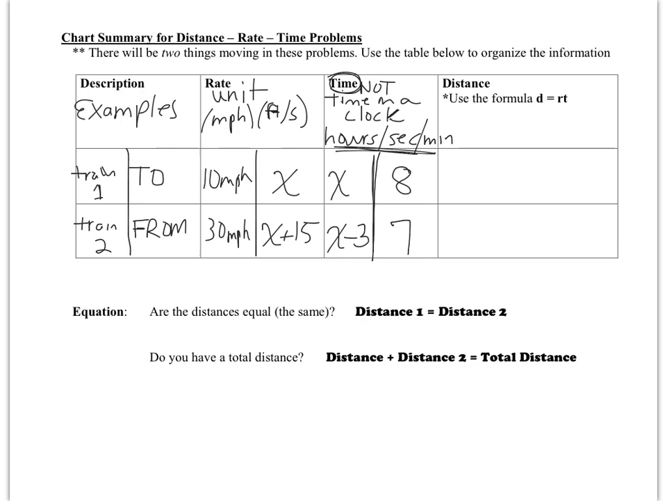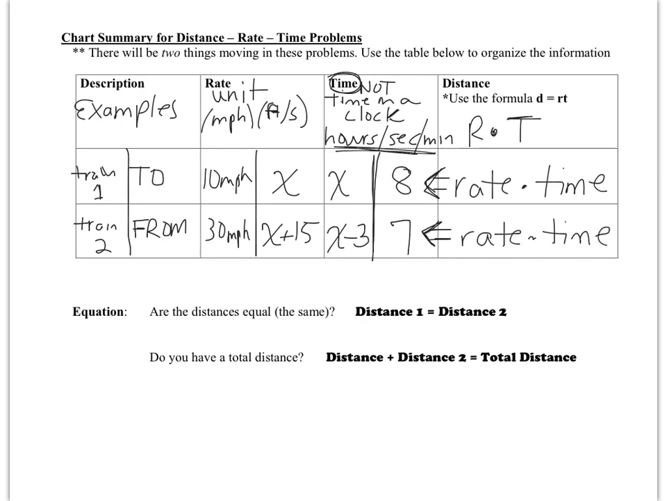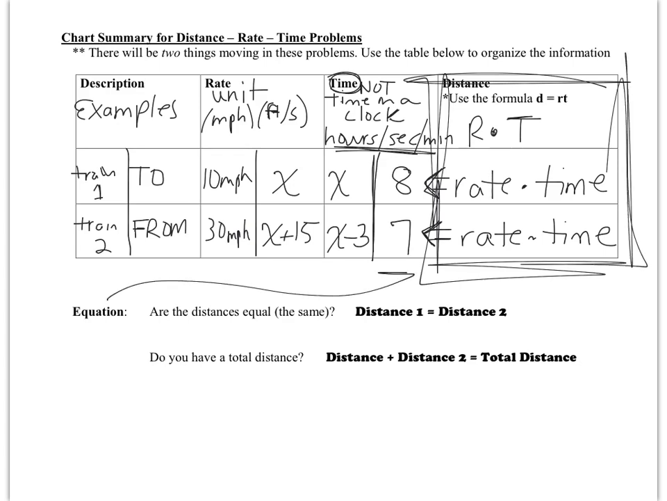And then this last column, you are always, always, always doing the rate times the time of each person, place, thing, train, to, from, whatever. So it's always going to be the rate times the time from what you have in the beginning of the chart. The whole point of filling out the beginning of the chart is so that we can get an expression for the distance. Now, once you have the chart filled out, you're always going to use the distance column for your equation.